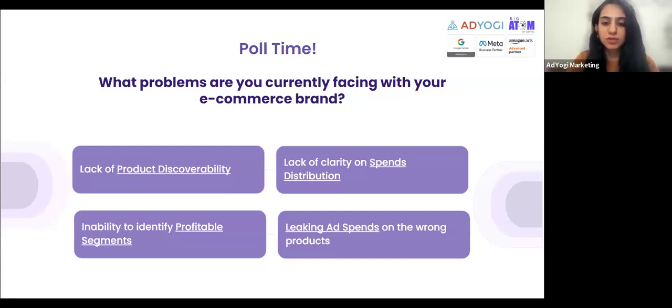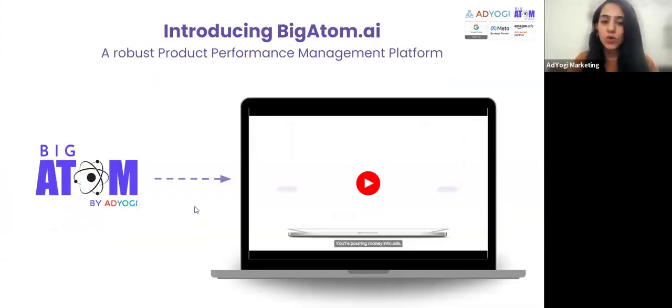Inability to identify profitable products is the biggest challenge that our audience here is facing. And don't worry, folks, as we will be addressing this particular challenge in the next few slides, as you will be able to see how BigAtom.ai's product set creation will be able to help address this challenge. All right. I think we can switch to the solutions part of this session now. Over to you, Pranav, and thank you so much, Anshul, for giving a detailed explanation of the challenges our e-commerce brands are facing right now.